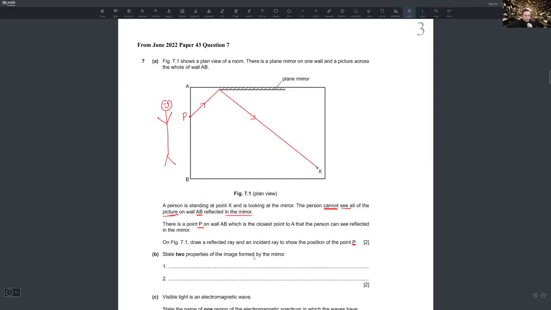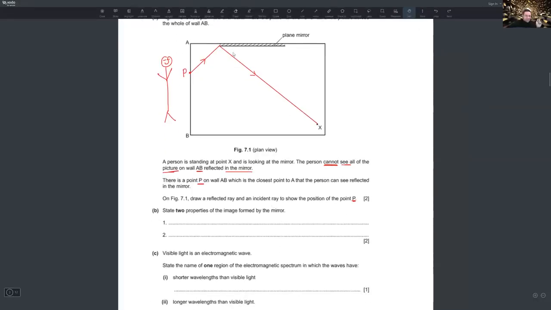State two properties of the image formed by the mirror. ايه ده أخيرا سؤال سهل. Okay. What are the two properties? You can mention more than two, but you only need to mention two. It is virtual. It is the same size as the object, same distance. I'm just going to mention the first two that popped in my mind. Same distance from the mirror, same size as the object, virtual. صح صح صح.